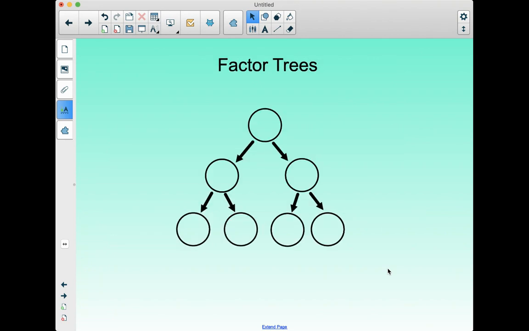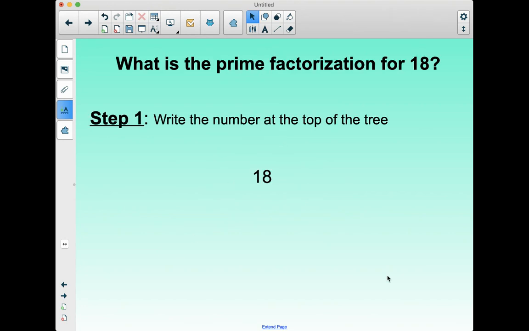In order to do this, we use something called factor trees. And it kind of resembles a tree. You have it smaller up top, and then as it branches down, it gets wider towards the bottom. What is the prime factorization for 18? I'm using the number 18 for a very specific reason, and you'll see that later on in the video.